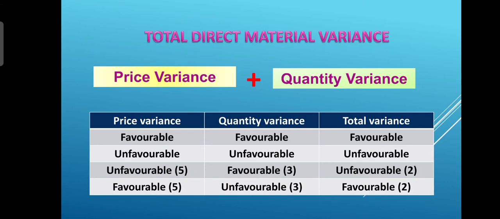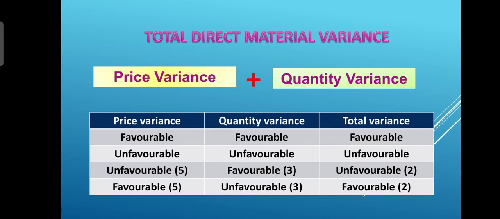This is the summary of total direct materials variance, whether it is favorable or unfavorable. Look at the table below. Price variance plus quantity variance is total direct materials variance. If the price variance is favorable and the quantity variance is also favorable, then the total variance will be favorable too. And if the price variance and the quantity variance are both unfavorable, the total variance will also be unfavorable.